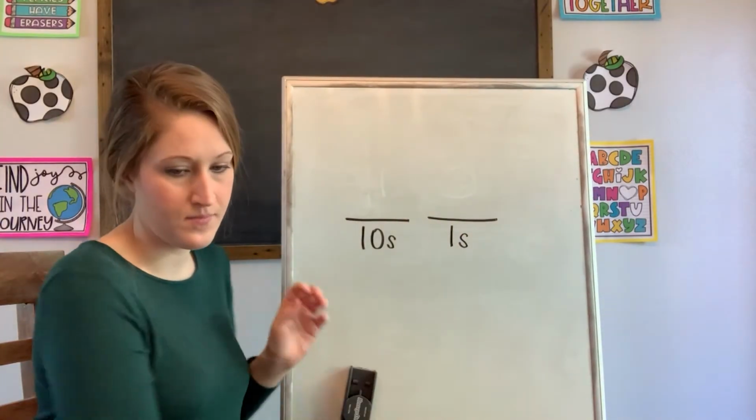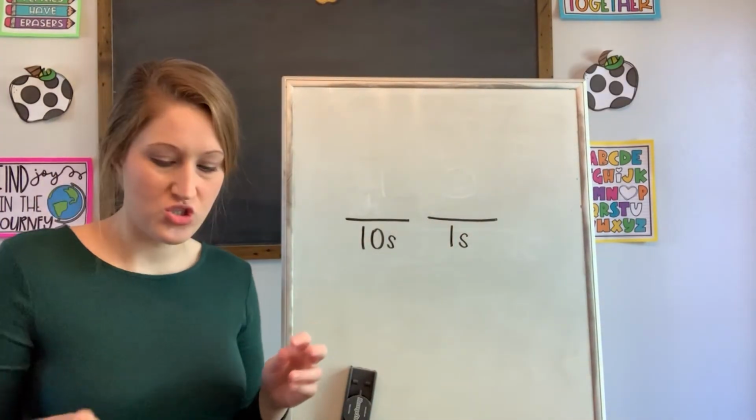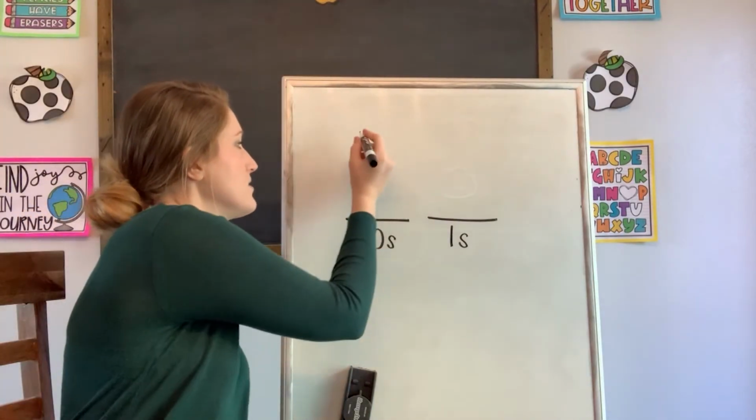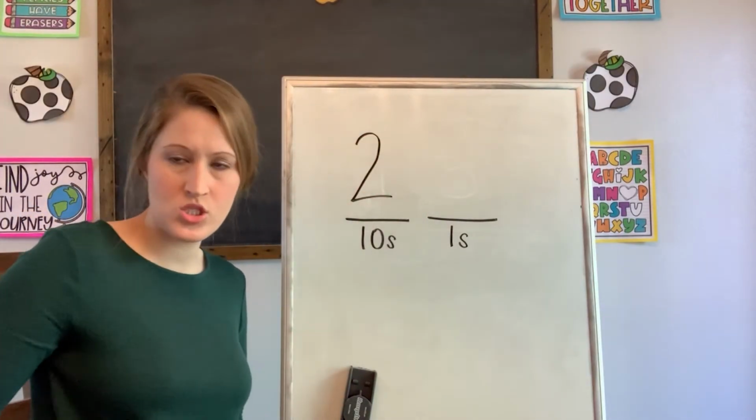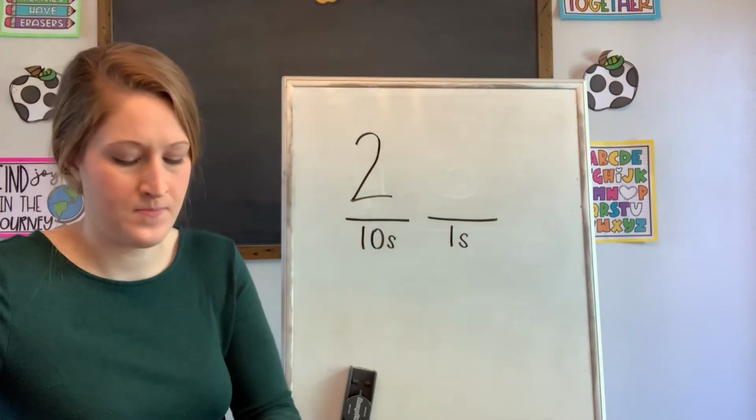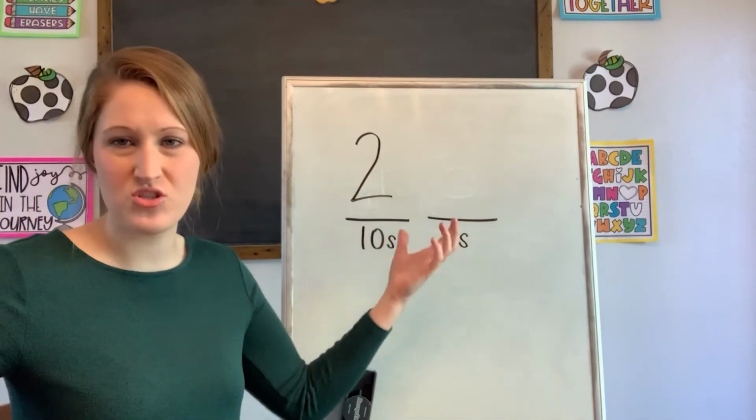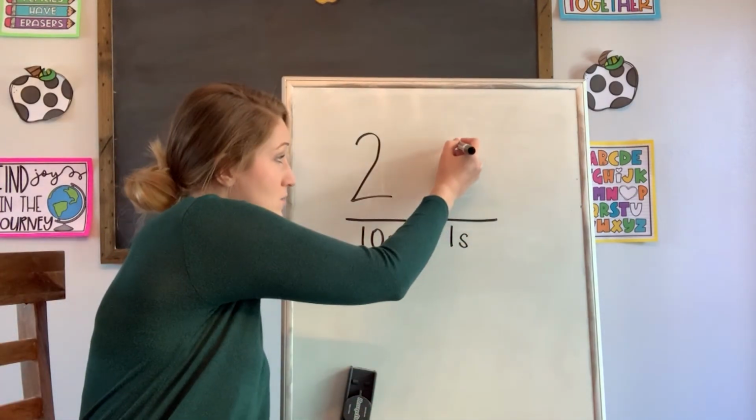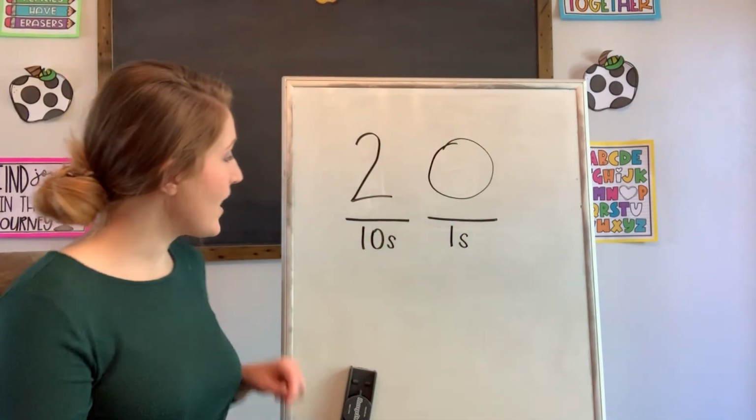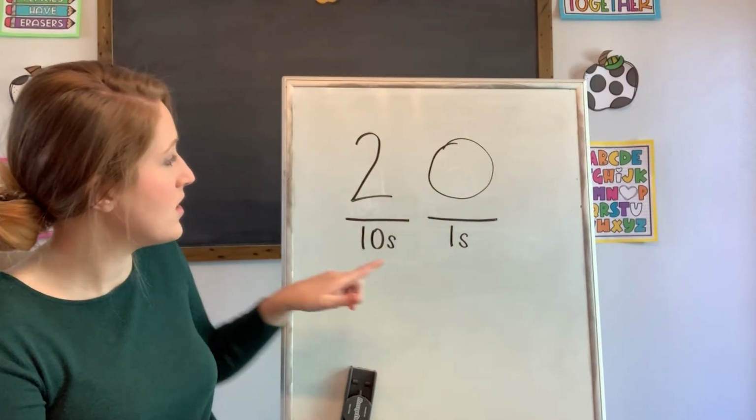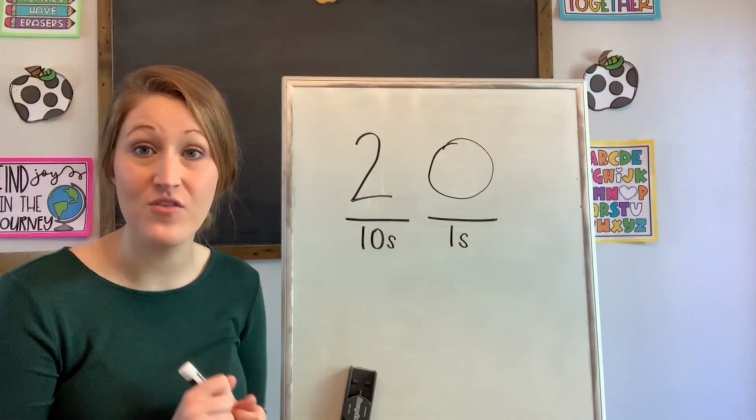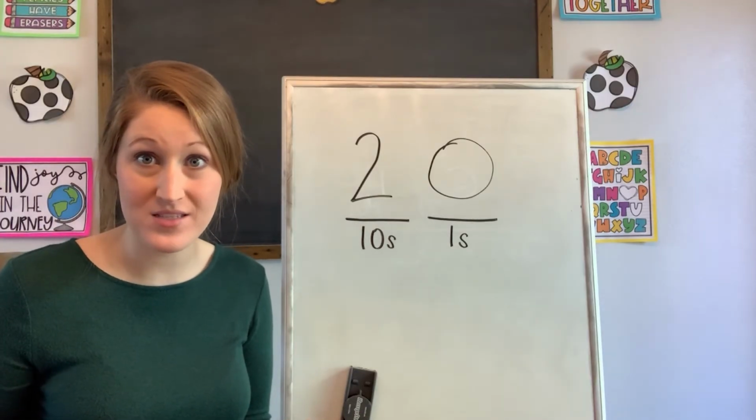All right, let's start. I have 2 groups of 10. So I'm going to put a 2 for my 10s. I have 2 10s. Do I have any extra little ones left over? No, not on this one. So I'm going to put a 0 here. So I have 2 10s and 0 ones. So in all, I have 20 blocks.